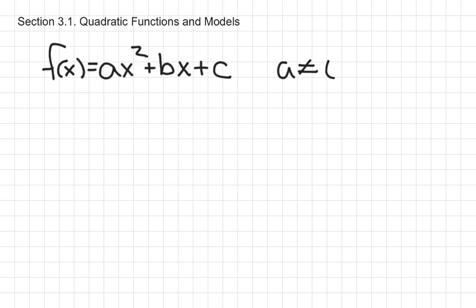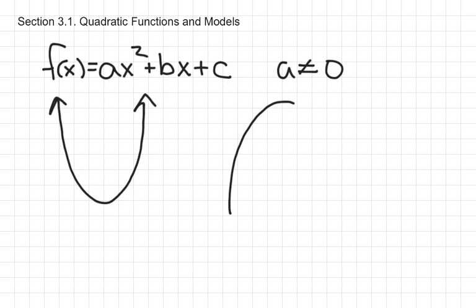Section 3.1, we talked about quadratic functions and models. Our general quadratic equation is f of x equals ax squared plus bx plus c, where a cannot equal 0, otherwise it's not a quadratic function. Now, when we have quadratic functions, one of two things happens. Either we have a parabola that opens up, or we have a parabola that opens down.